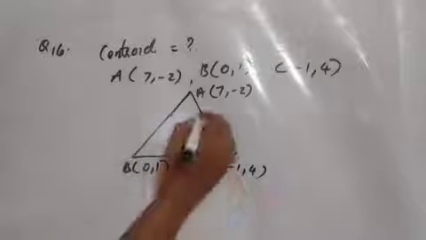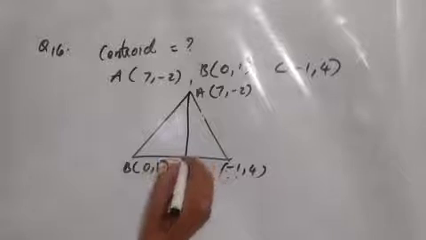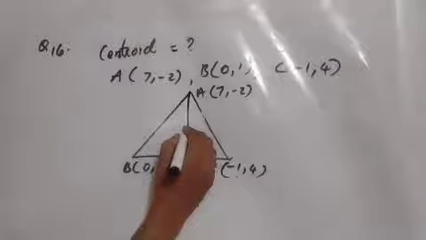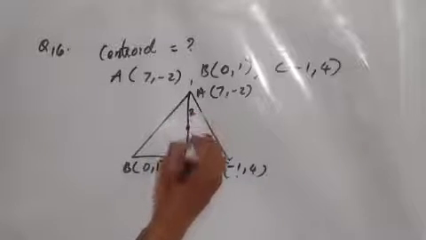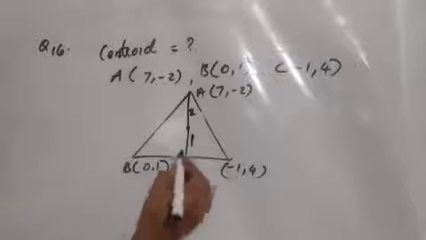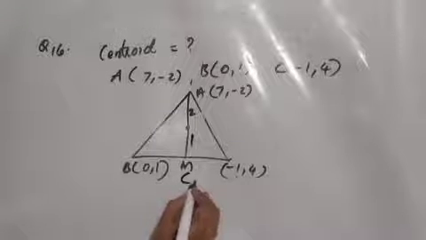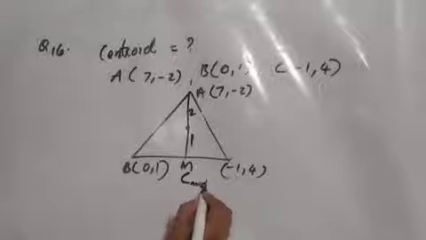A, B, C, and centroid means intersect the median in the ratio 2:1. And how can you obtain the median? Yes, we need to find the midpoint. Okay, midpoint of these 2 points.